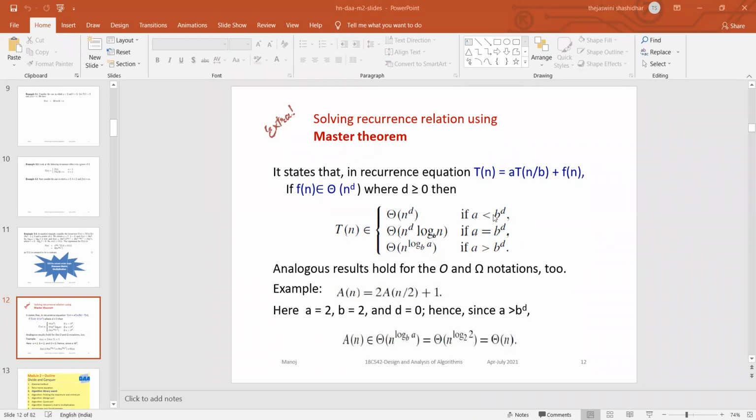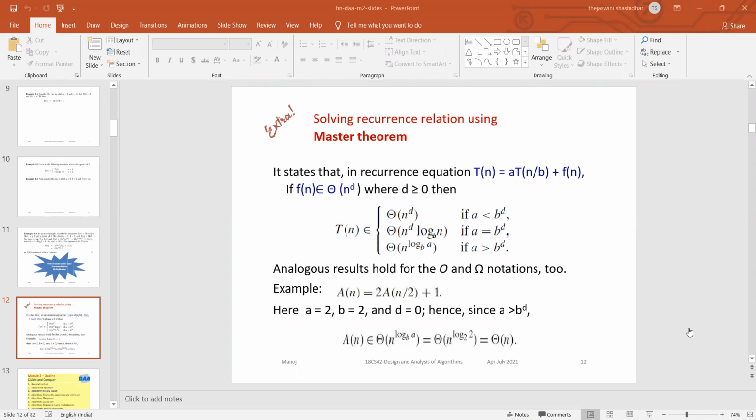You have to check with all the conditions here. 2 is less than 1, no. 2 not equal to 1, condition false. 2 greater than 1 will give you A is greater than B power D. So the formula is N to the power log A to base B. Substitute A, substitute B. Log 2 base 2 will be the value 1. So that is theta of N. This is the order of growth for this particular problem.